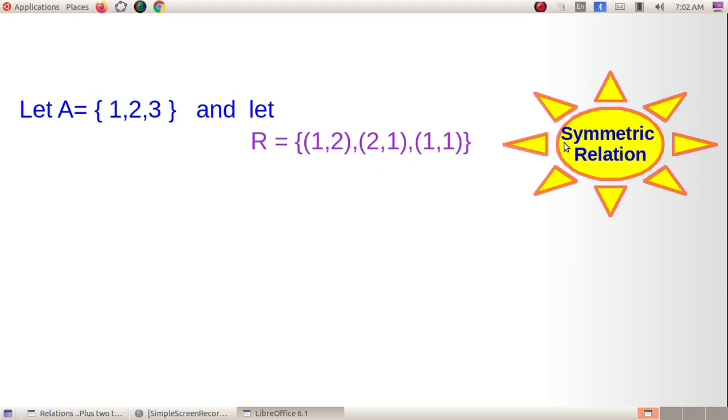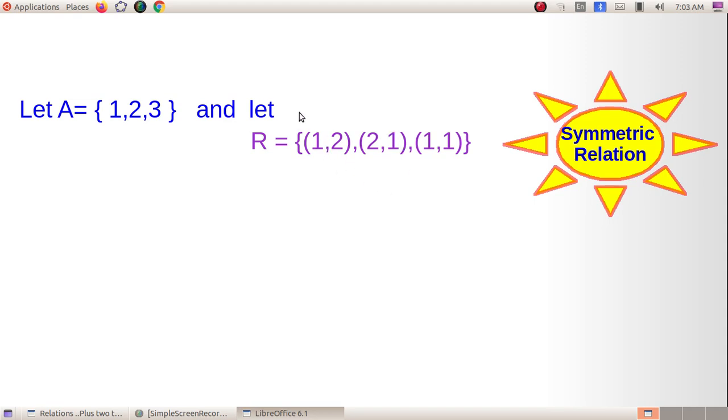To make a relation symmetric, it is important that whenever (a,b) belongs to R, (b,a) also belongs to R. We discuss (b,a) only when (a,b) belongs to R. Suppose I delete this (1,1). Then that relation is again symmetric. Suppose I delete this (2,1). Is this relation symmetric? No. The reason: (1,2) is here, its reversed element is not here. If I delete this (1,2), is that relation symmetric? No, because (2,1) is here, but its reversed element (1,2) is not here.